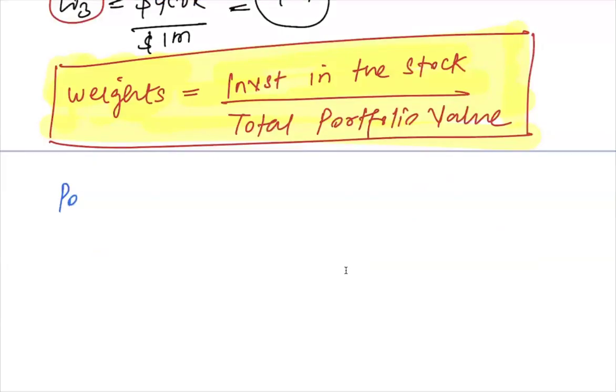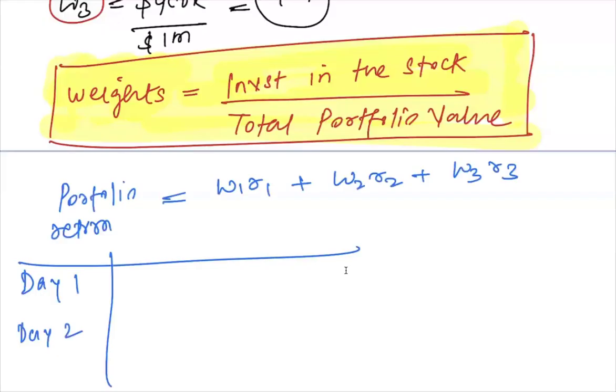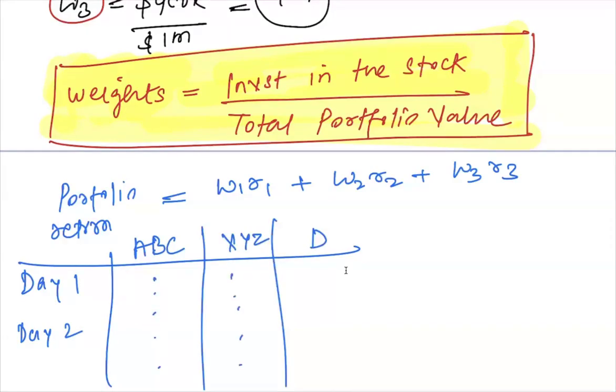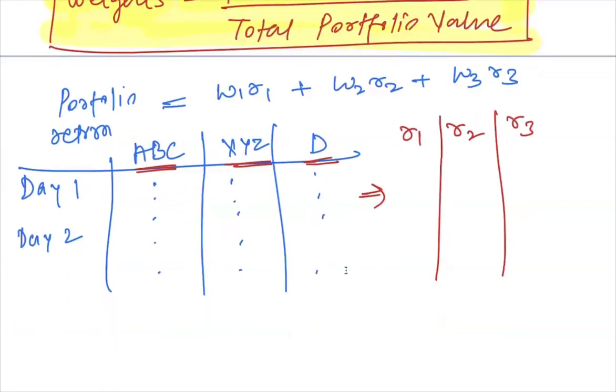Now, if you remember, I said portfolio return is W1R1 plus W2R2 plus W3R3. So for each day, you have, let's say, stocks ABC, XYZ, and D. You'll have certain stock prices. Using these stock prices, you'll calculate returns R1, R2, R3. R1 is the return of ABC, R2 is the return of XYZ, and R3 is the return of D. Once you calculate the returns, you multiply.